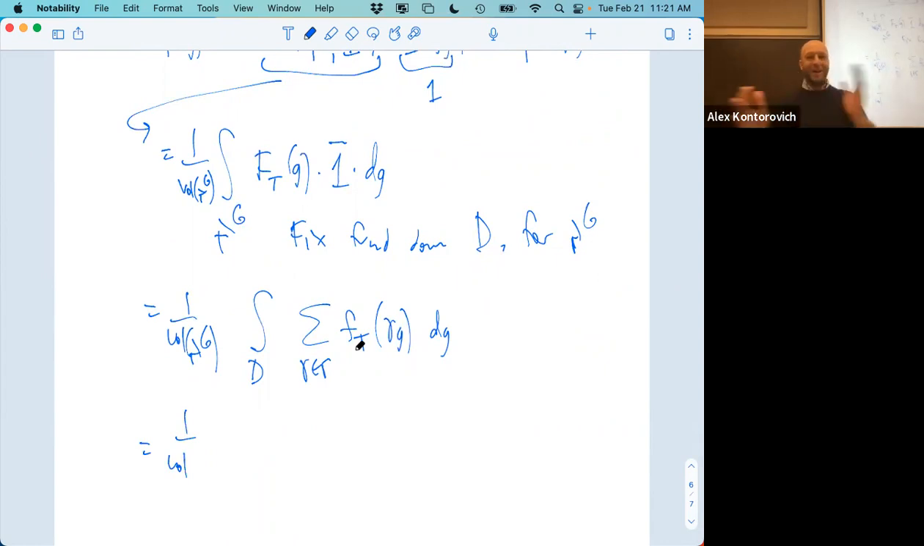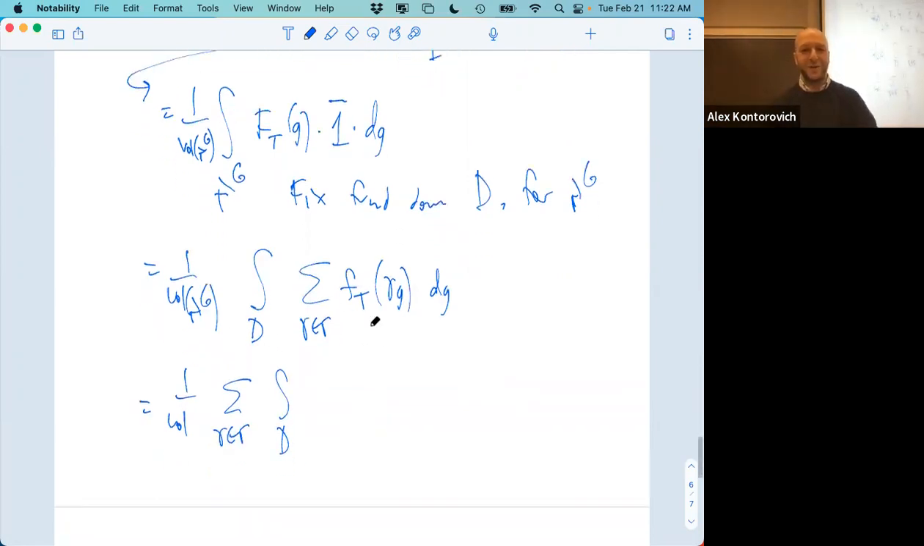Who's going to tell me I got 2 sums? I got to flip them. Right. I've got 2 sums. I'm going to flip them. Everything is convergent, absolutely convergent. There's no question about positivity, about non-positivity. F sub t of gamma G dg.